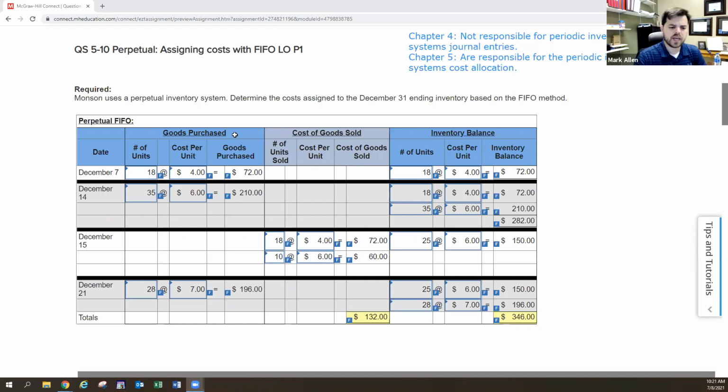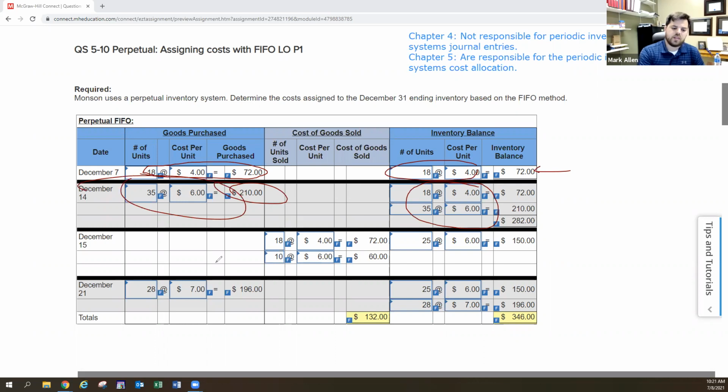So in this case, once again, it's going to be very similar to what we did before. So here we go. We had no beginning inventory, so we actually had to purchase our first round of inventory. We did that here, 18 units at $4 a pop. So our inventory balance is $72. We then purchased 35 more units at $6 for an extra $210 in inventory. You'll notice the 72 and the 210 is the 282. This is essentially just pulling this down and adding in the new information.